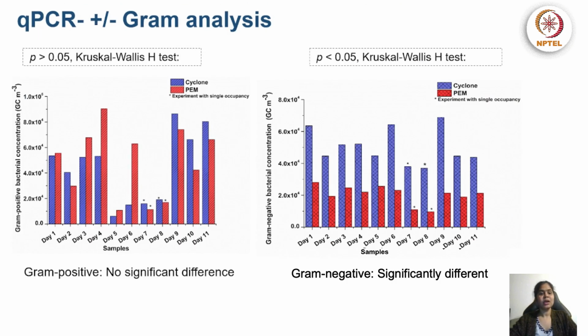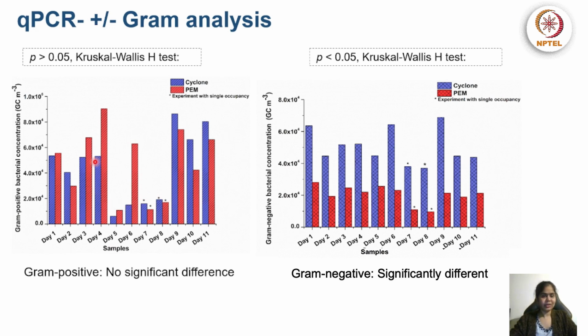The next idea was to differentiate the samplers' performance in terms of gram positive and gram negative analysis. Here, this one is for gram positive, and this one is for gram negative. You can see there is no proper trend for gram positive bacteria. On these two samples, the PEM sampler had a huge difference compared to the cyclone sampler. But again, on the last 4 days, the cyclone sampler had higher concentration compared to the PEM sampler. So it's really difficult to say which sampler is better than the other.